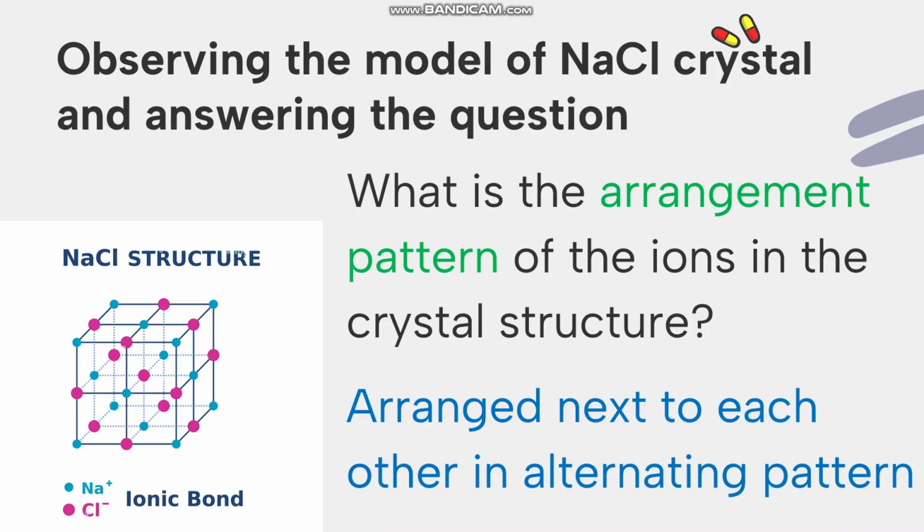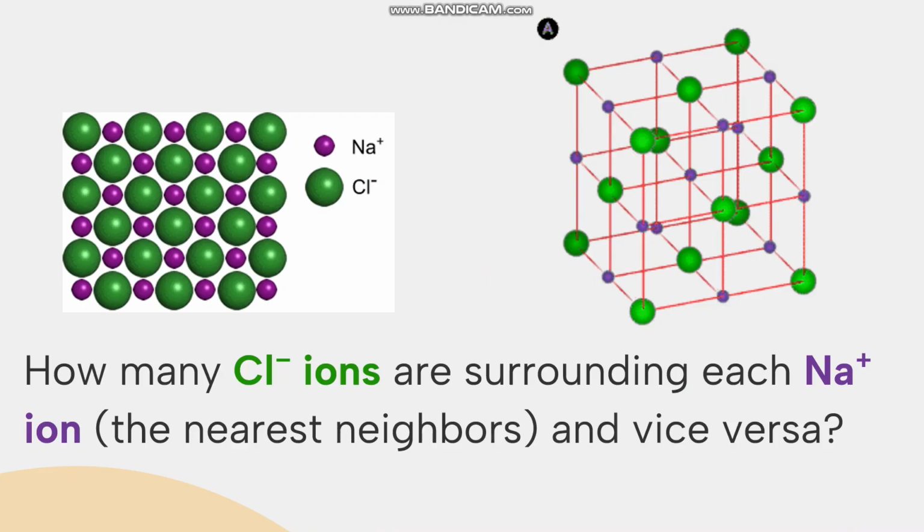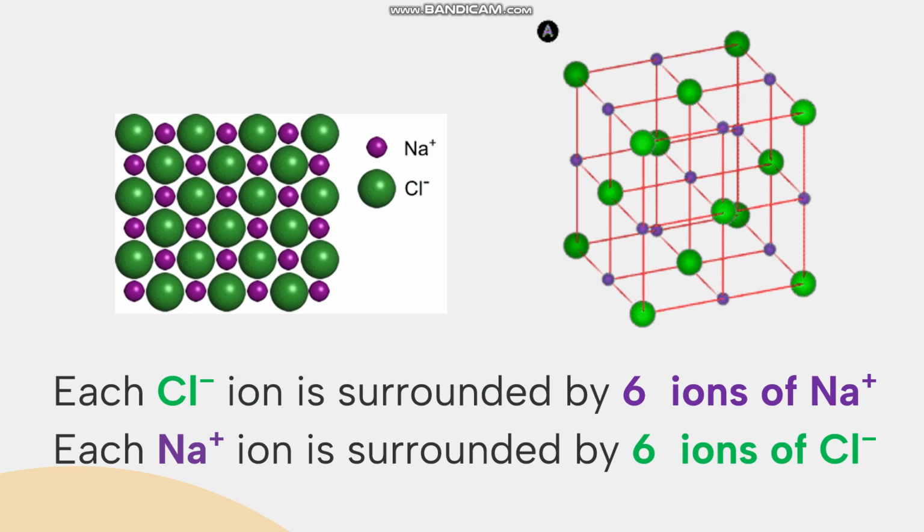For the third question, how many chloride ions are surrounding each sodium ion as the nearest neighbors, and vice versa? You can observe the picture and then answer this question. The answer is that each chloride ion is surrounded by 6 sodium ions, and each sodium ion is surrounded by 6 chloride ions.